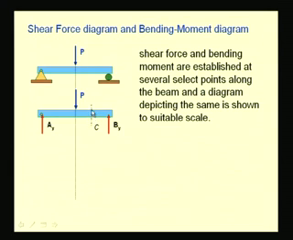Once we have determined the reactions, let us consider a section at C to construct the free body diagram of a portion of a beam in order to determine the shear force and bending moment at this section. And as we move this section from A to B, we get the shear force and bending moments along the length of the beam, and the same is plotted in order to obtain the shear force diagram and bending moment diagram.